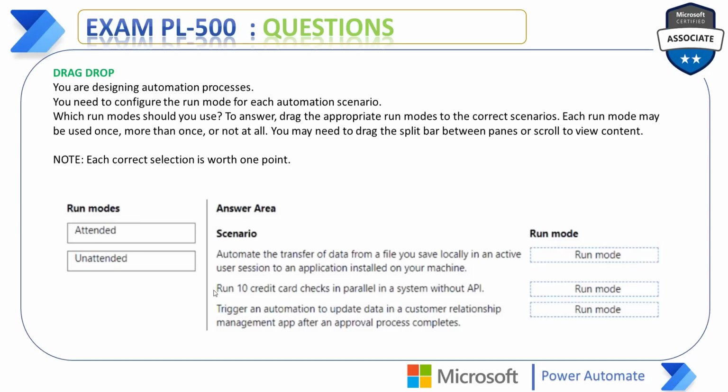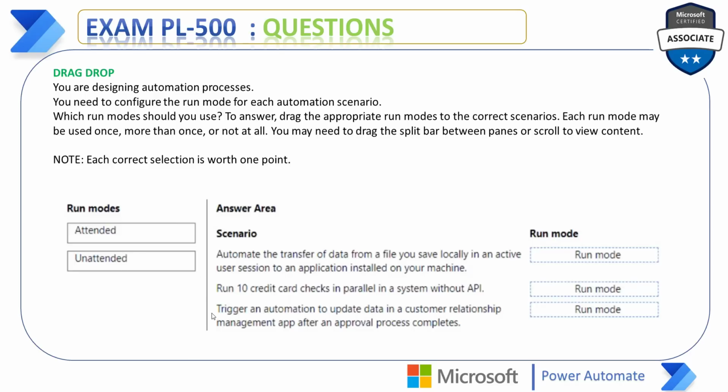Now coming to the second scenario, run 10 credit card checks in parallel in a system without API. Here we are fully automating so we will use unattended mode. There is no requirement of human interaction or responses. Right? In that case, out of these two run modes for the second scenario, run 10 credit card checks, we are going to use the mode as unattended.